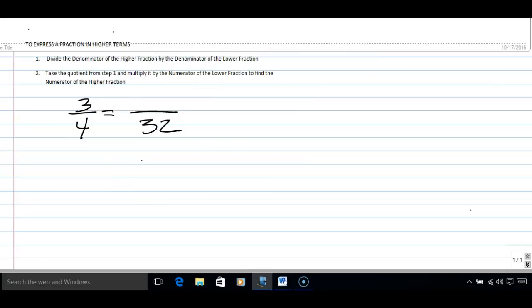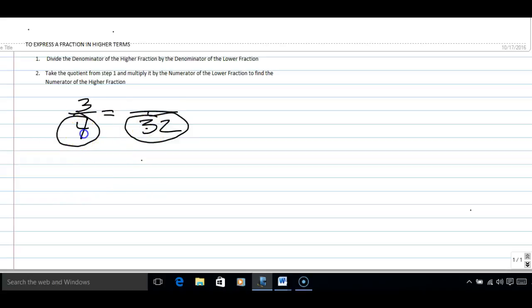The next concept that we're going to use is expressing a fraction in higher terms. We'll need this concept along with finding the LCM in order to add or subtract fractions with unlike denominators. So let's look at how we'd express a fraction in higher terms. So to express a fraction in higher terms, I'm going to divide the denominator of the higher fraction by the denominator of the lower fraction.